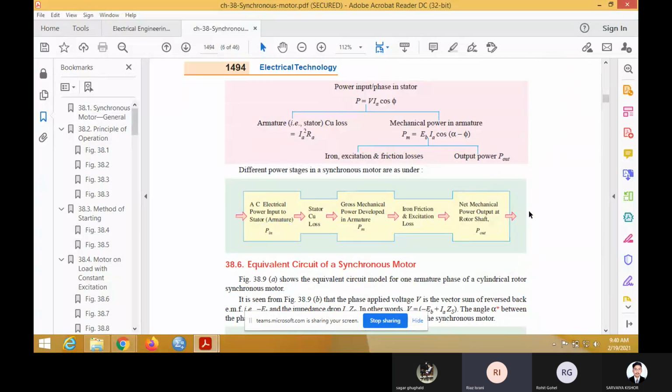Now the very important part, that is losses. At the armature side or stator side some losses are there. So the power input: we are providing electrical power to the stator. After providing the electrical power, three phase or single phase power, to the stator, or we can say the armature winding, the armature copper losses IA square RA will occur.